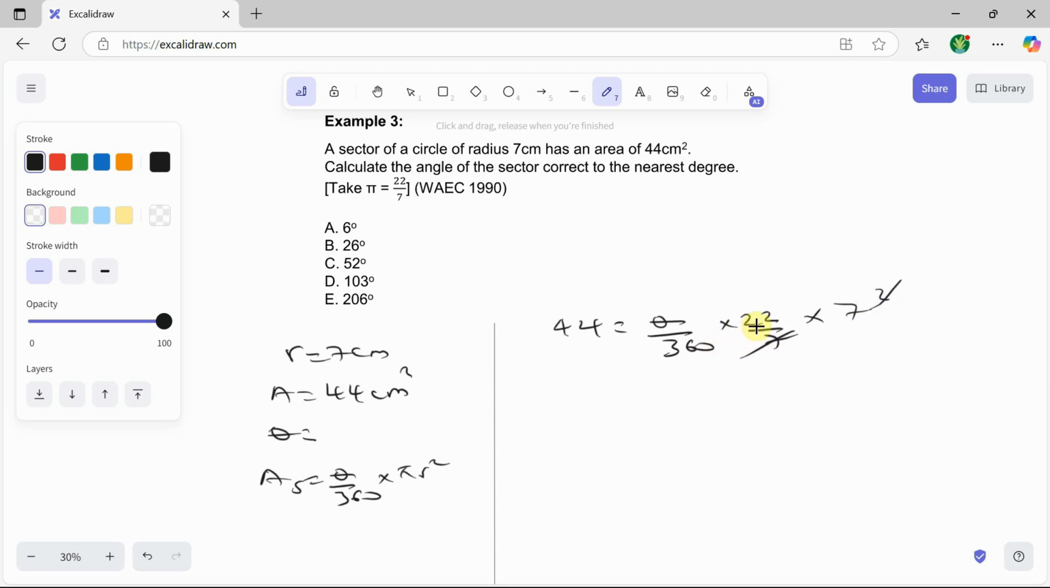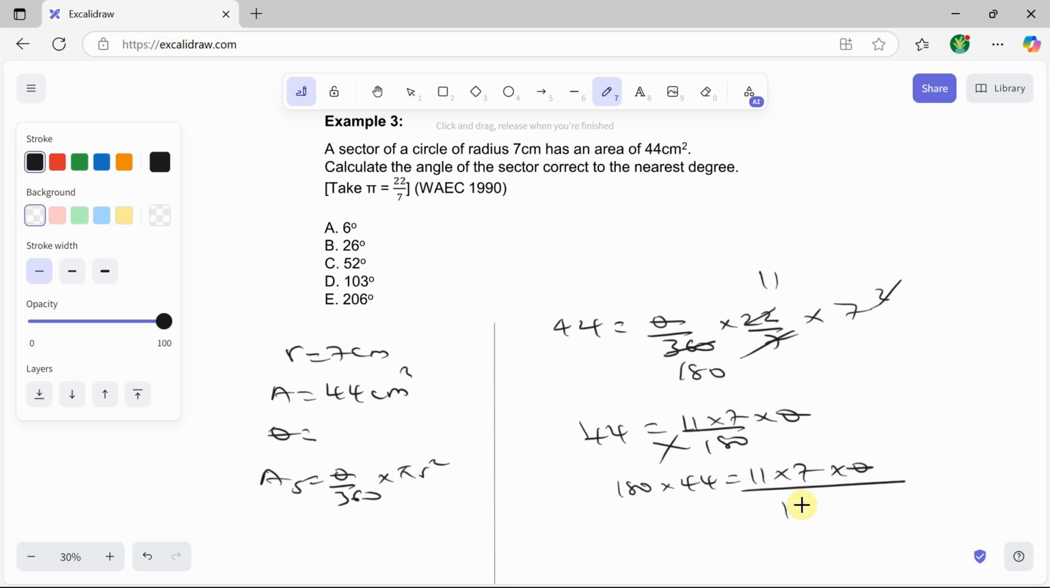Let me not confuse anybody, so I'll just do it one at a time. 2 here 11, 2 here 180. So this would be 44 is equal to 11 times 7 times theta over 180. So if I cross multiply, that will be 180 times 44 is equal to 11 times 7 times theta. If I divide both sides by 11, 11 cancels 11, 11 here 1, 11 here 4.